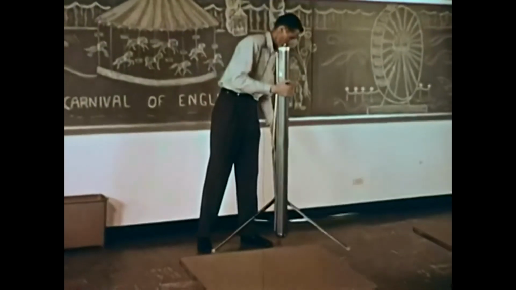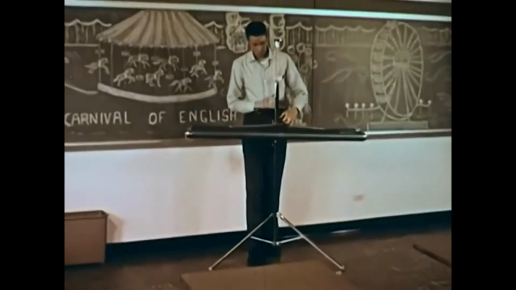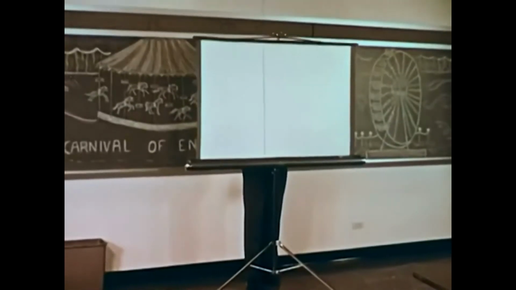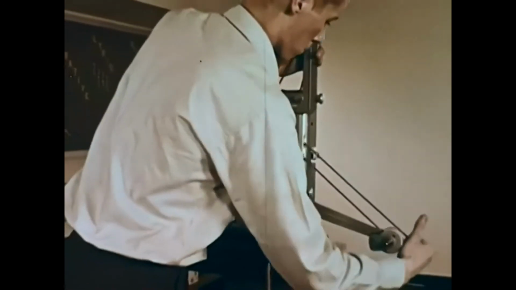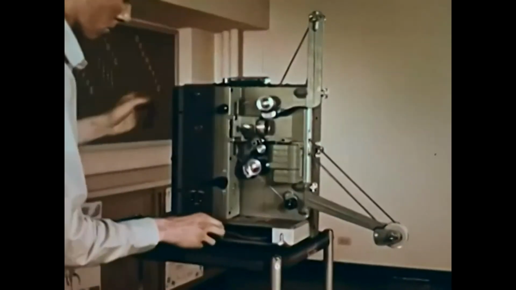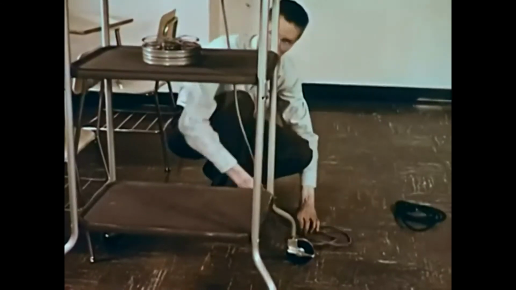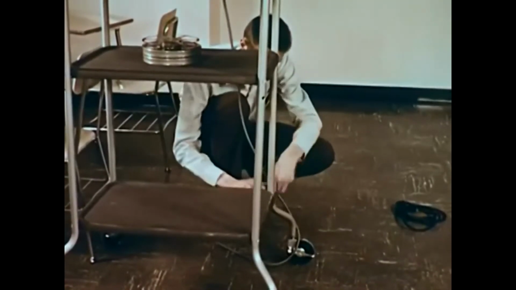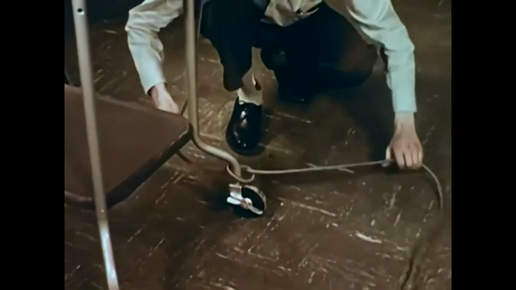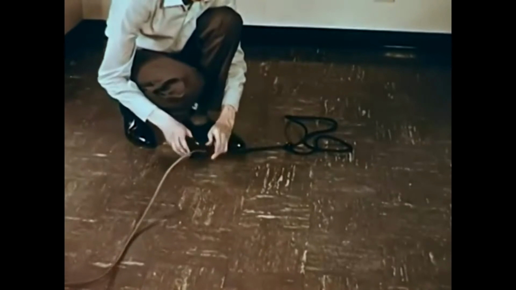The screen is placed directly in front of the projector and raised to the proper height. The projector is then assembled. The power cord is twisted around the leg of the stand to prevent the projector from being tipped over if the cord is accidentally pulled. If an extension cord is used, it should be secured by a knot.